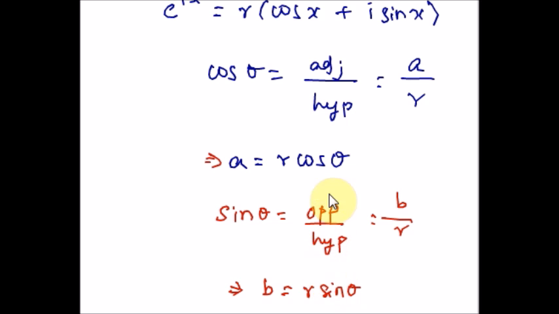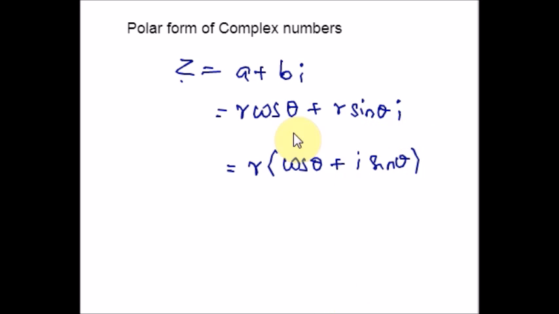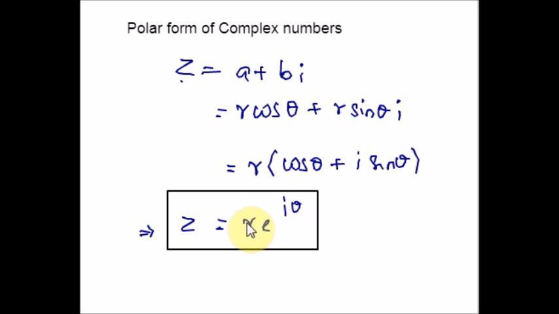Z is nothing but a plus bi, the complex number. Here, in the place of a and b, just substitute what we got just before. Replace a by r cos theta and b by r sin theta. Take the common factor r outside and write all the remaining terms in a parenthesis. Hope you're clear till this step. So by Euler's formula, you can rewrite this as z equals r, and replace the parenthesis by e raised to i theta. Hope you got an idea of how we define this.